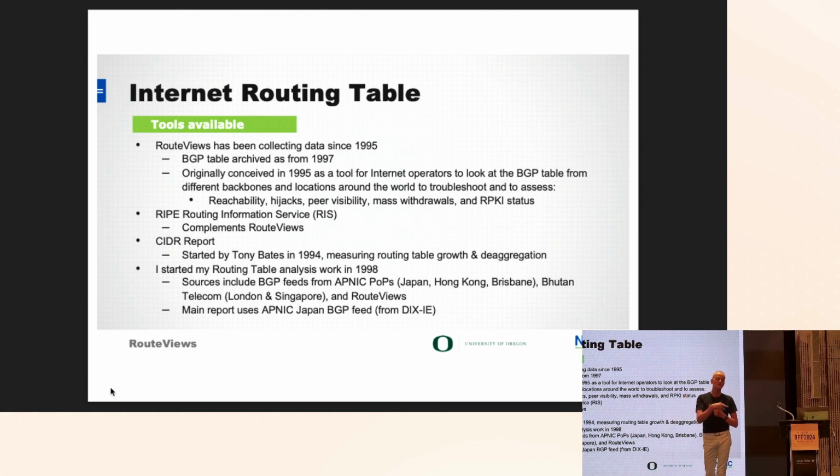So I split it all up into registry regions, and I could break it down per country and so forth. So I got a BGP feed from APNIC. They had appointed peers in Japan, of course in Brisbane. They had one more recently in Hong Kong. I got one from Bhutan Telecom, which basically links to Equinix Singapore. And of course I used the original Routeviews router.